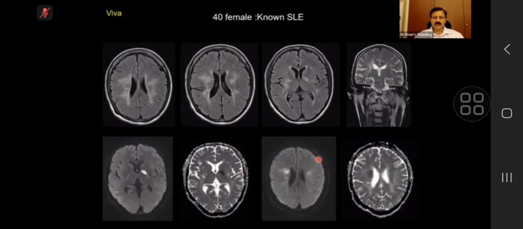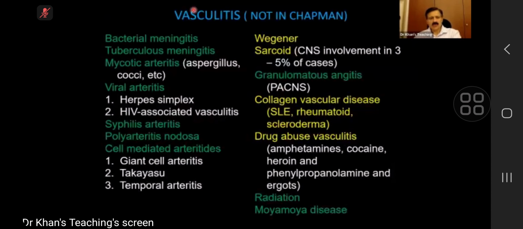Bilateral means something is happening. So in SLE, because of vasculitis, these kinds of findings can be seen. So this is the differential diagnosis of vasculitis. And many of these things are beyond your 2B, so don't worry about this. But remember this collagen vascular disease: SLE, rheumatoid, scleroderma. In your clinical practice, always remember drug abuse vasculitis. I have seen so many of them.